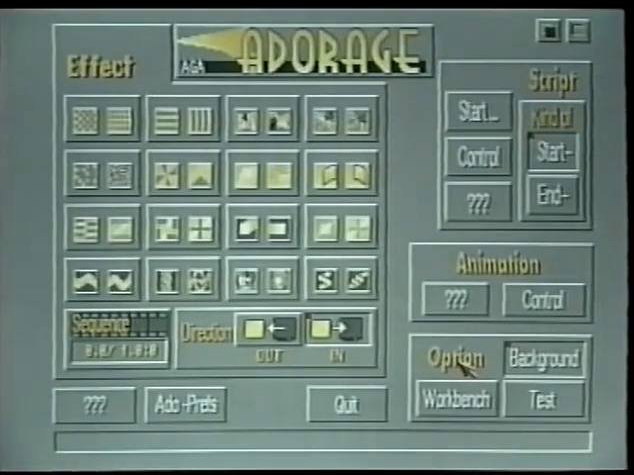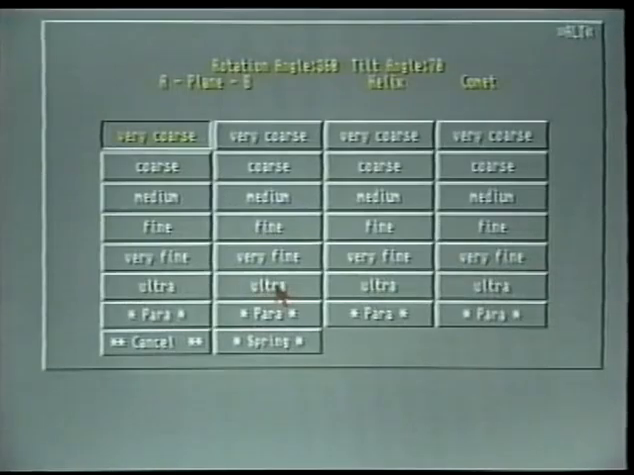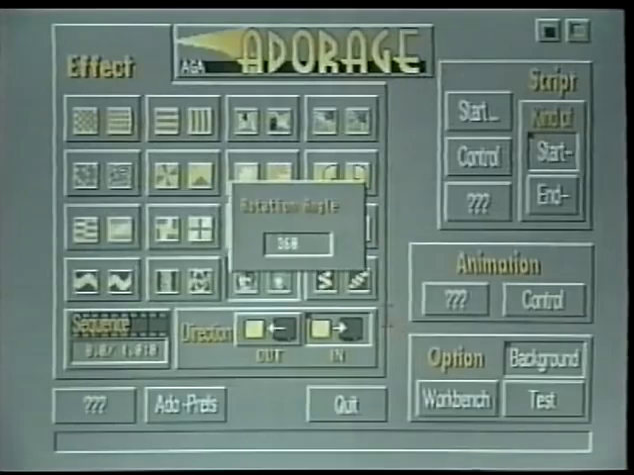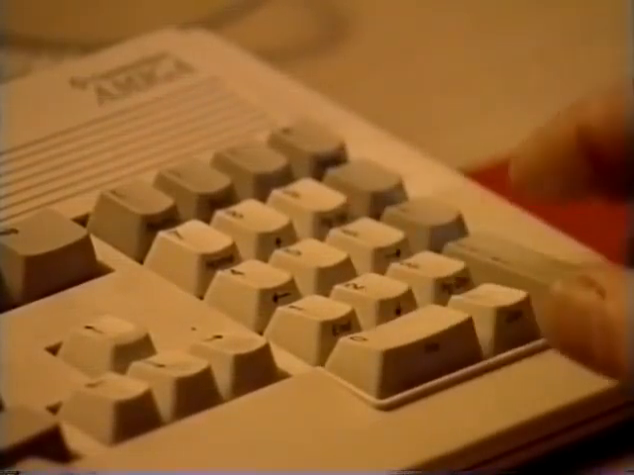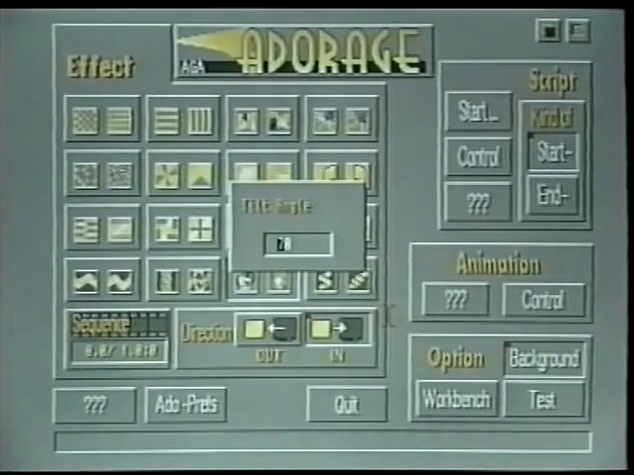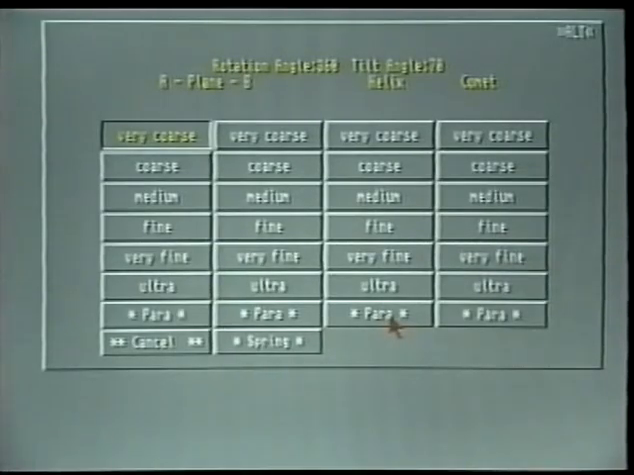Now I'll add the next element of the animation. I'll choose the wobble effect, and in the helix column, set the parameters. The rotation angle 360, the tilt angle 70, the extension 200, the diminution 20, and depth 0. Now I'll select Fine Rendition.